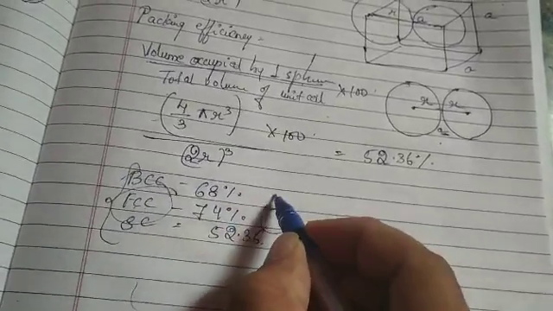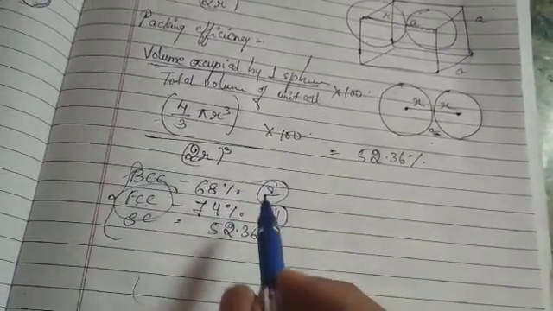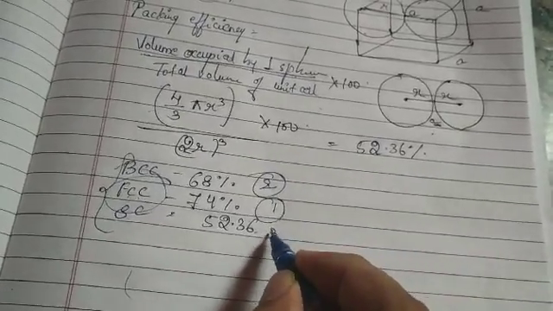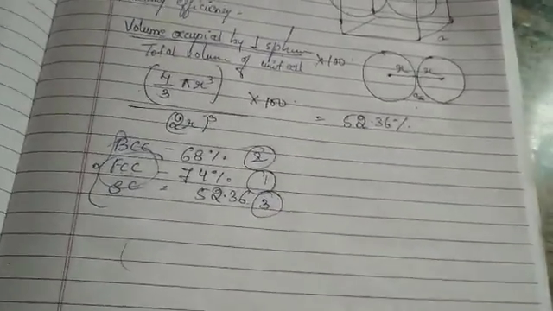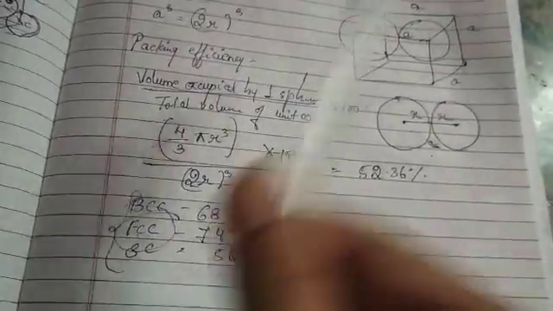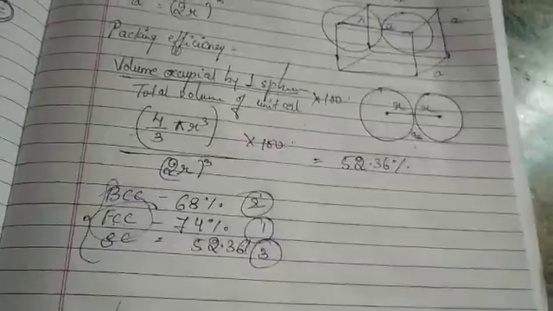Then the body centered is second, at 68%, and the least packing efficiency is that of your simple cubic lattice, which is 52.36%. Very important. Any of the three could come up in your board exam.